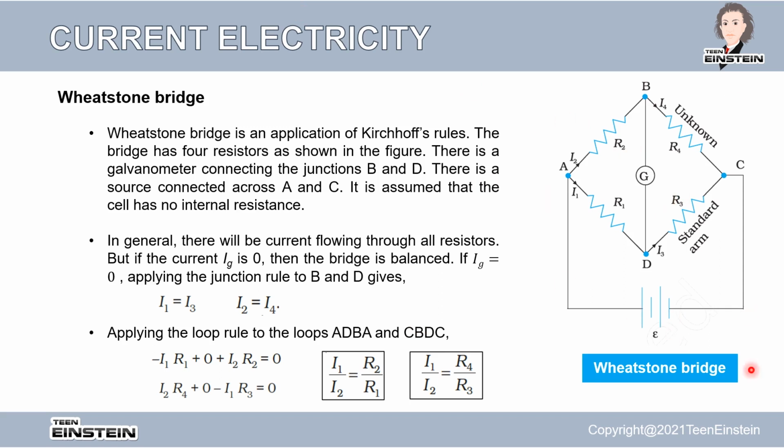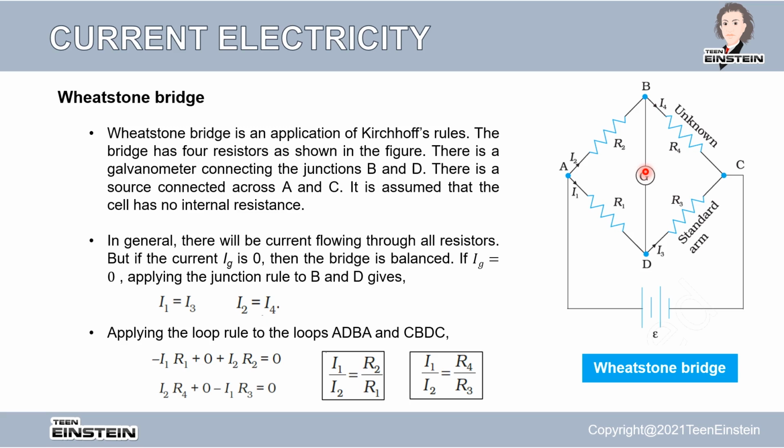So the structure looks like this. There are 4 resistances, R1, R2, R3, R4, and they are made in this way, where there is a junction A on the left side, which is connected to a cell here, to the C, and the junctions B and D are connected to a galvanometer. So what is a galvanometer? It is a device to measure the flow of current.